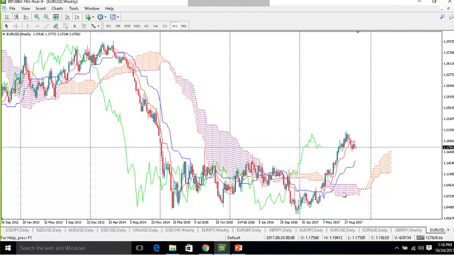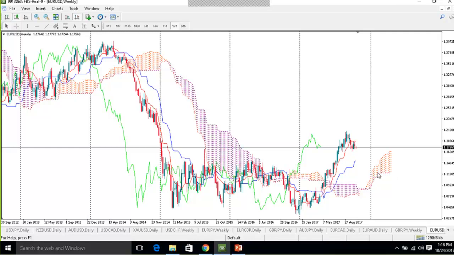Firstly, we have the Ichimoku cloud. The cloud consists of two lines. The line which is lighter in color, in my case it is orange, and the line which is darker, in this case it is violet, and the space between these lines is the cloud itself. The lines are called Senkou Span A and Senkou Span B.